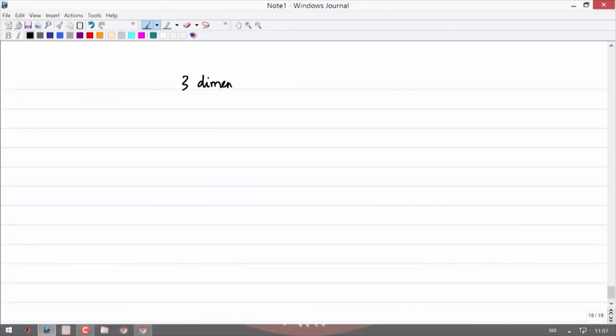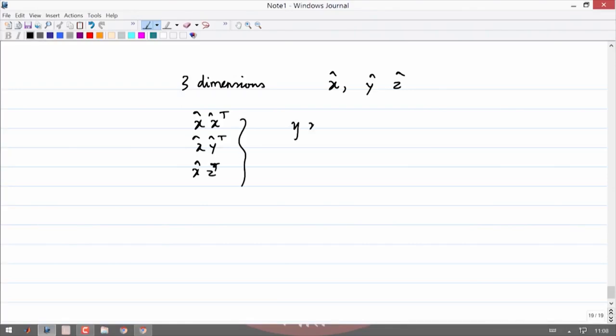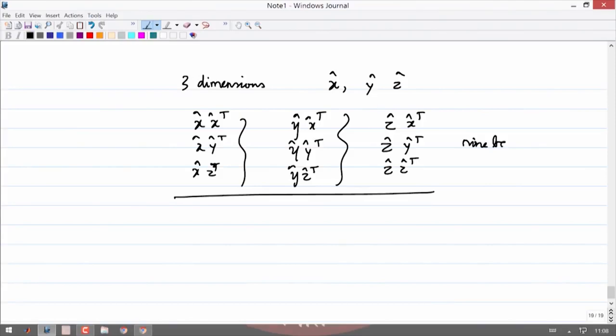Quite obviously, when you do this in 3 dimensions, you know that a vector is represented in 3 dimensions by a column with 3 elements, 3 rows. Therefore, you can see that if you have x, y and z in 3 dimensions, then you can form 9 quantities, namely x x of t, x y of t and x z of t, and likewise with y x of t, y y of t and y z of t, and the z x of t, z y of t and z z of t. So, you have 9 basis operators, each of which is 3 dimensional in the sense it is a 3 by 3 matrix, 9 basis operators.